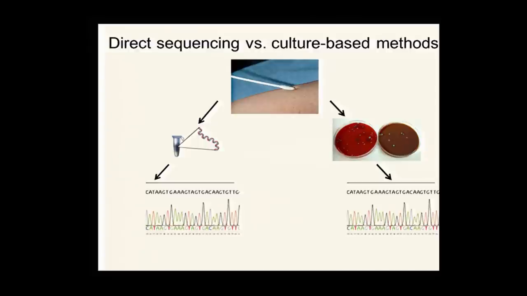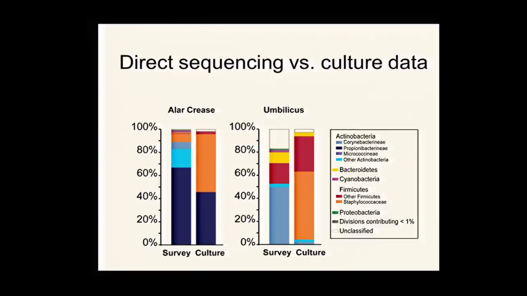So the first experiment that we did, and others did similar systems, is to take parallel samples. In this case, we took skin swabs. One of the swabs we put into DNA lysis buffer and just sequenced the community directly. The other one we grew on chocolate agar and blood agar and then identified each individual isolate. You can do it either on MALDI-TOF or by sequencing. And these are the kinds of results that we got. So the alar crease is the side of the nose, and the umbilicus is the belly button.